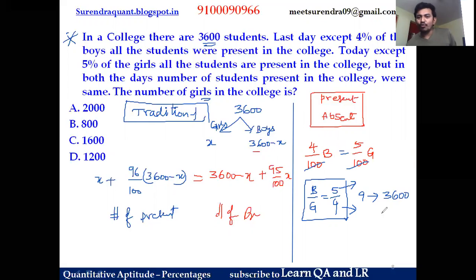So the number of girls are how many parts here? 4 parts are how many? So this is into 400. So into 400, if you do, 1,600 students are girls in the school, and that is option C.